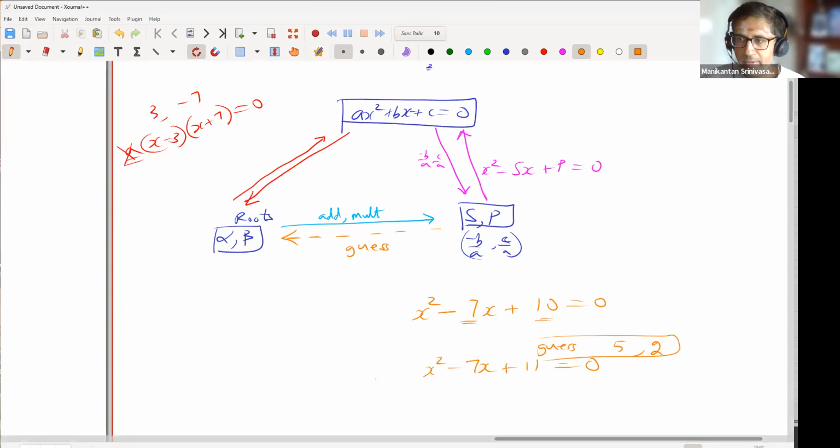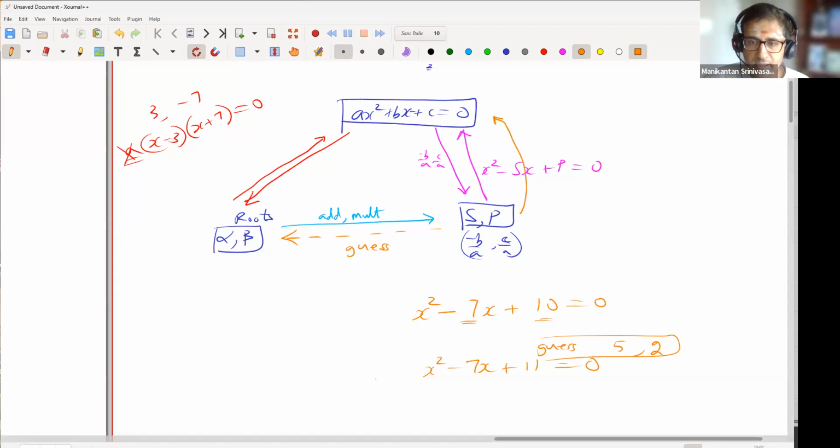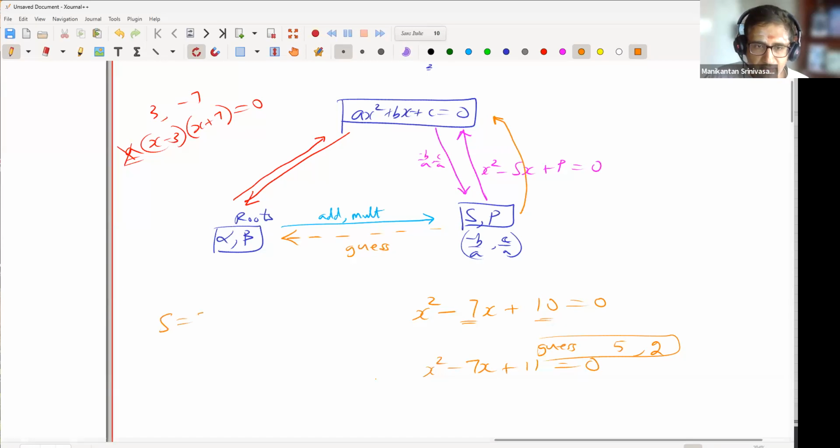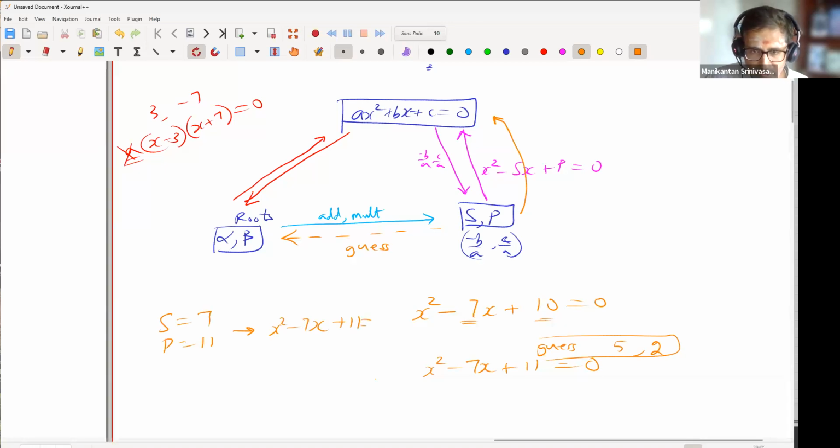Because the roots are irrational numbers, therefore I'll have to take this route. Given this, I'll have to first construct the equation. So let's say I'm given the sum and product of roots as 7 and 11. Then first I have to construct the equation, which is x square minus 7x plus 11 equal to 0, and then I'll have to solve it to find the roots.